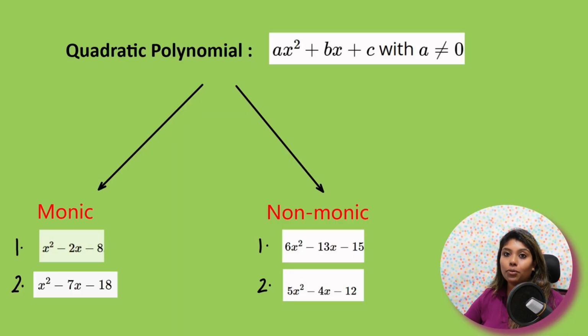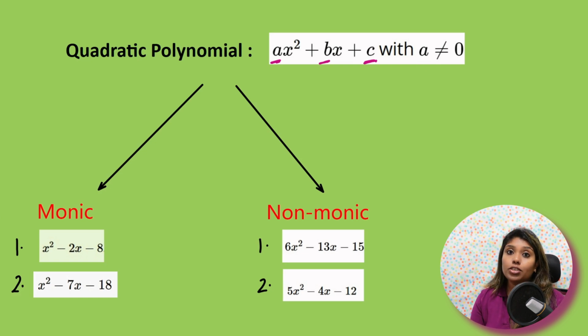Any quadratic polynomial can be written in the form ax squared plus bx plus c, where a is the coefficient of x squared, b is the coefficient of x, and c is the constant term. A can never be 0. If you put 0 here, what happens? 0 times x squared, the whole term becomes 0 and vanishes, and then it's only bx plus c. Then it becomes a linear polynomial, right? Because a quadratic polynomial has to have a degree of 2. So this term cannot be 0. That is why it is mentioned that a cannot be 0.